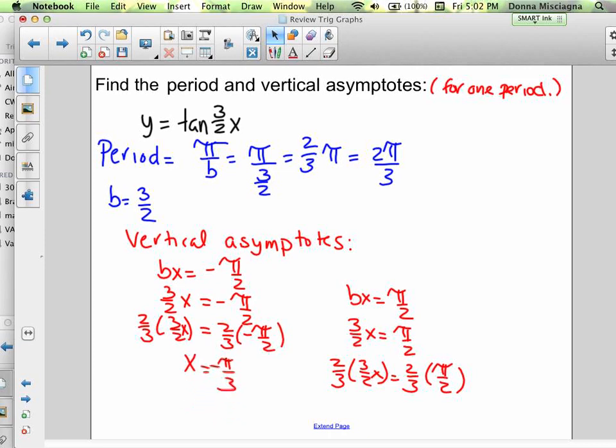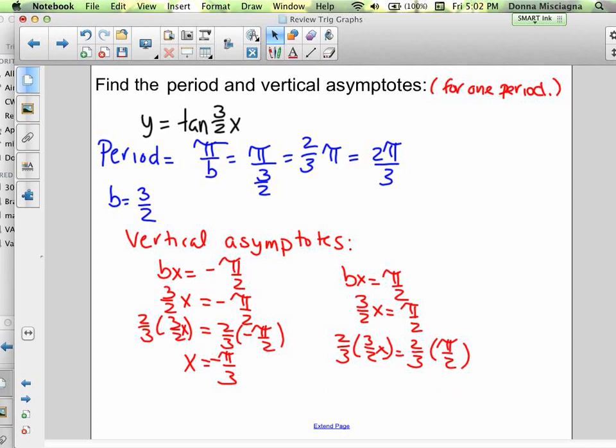Right, let's just move that up so you can see it. And let's do the same thing for the other one. You'll have to wait. All right, so the 2 and 3 will cancel. That's just x. Here the 2's cancel, and that's pi thirds. And so there's our two vertical asymptotes: x equals negative pi thirds, and x equals pi thirds.